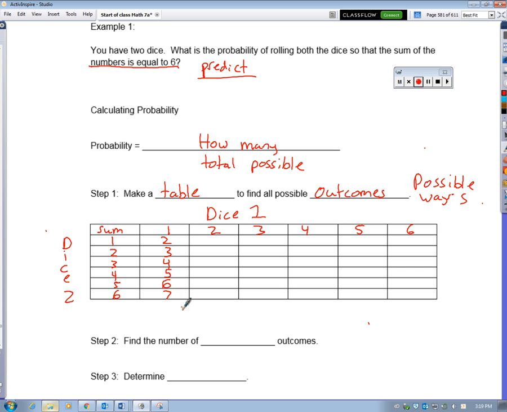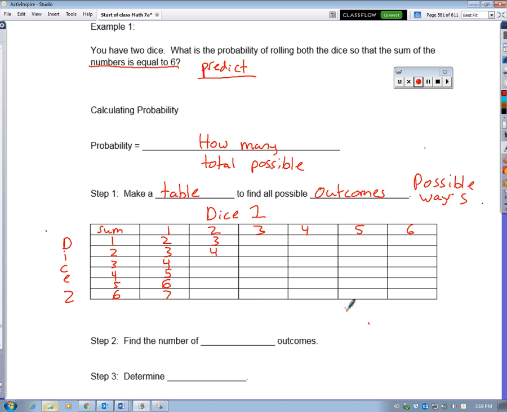Okay? So we would move on to the next column and find the sums of all these possible choices. If dice number 1 rolls a 2, and dice number 2 rolls a 1, that's going to get us a sum of 3. And then if we got 2s on both of them, it would get 4. And so on.